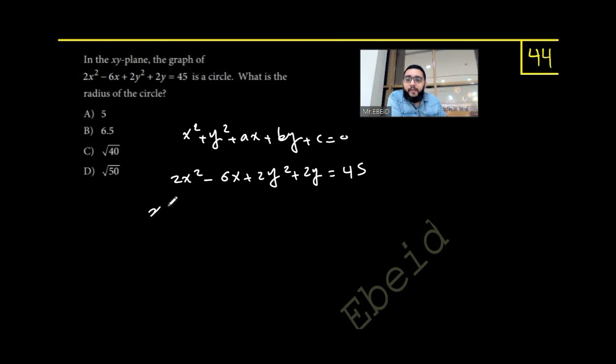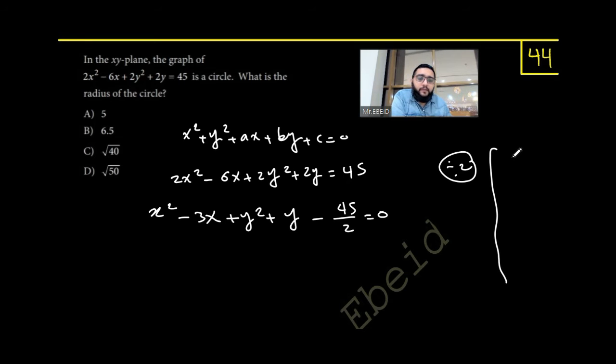So it will be x squared, we will divide it by 2. x squared minus 3x plus y squared plus y minus 45 over 2, this is equal to 0. Now we can find the radius, also we can find the center.